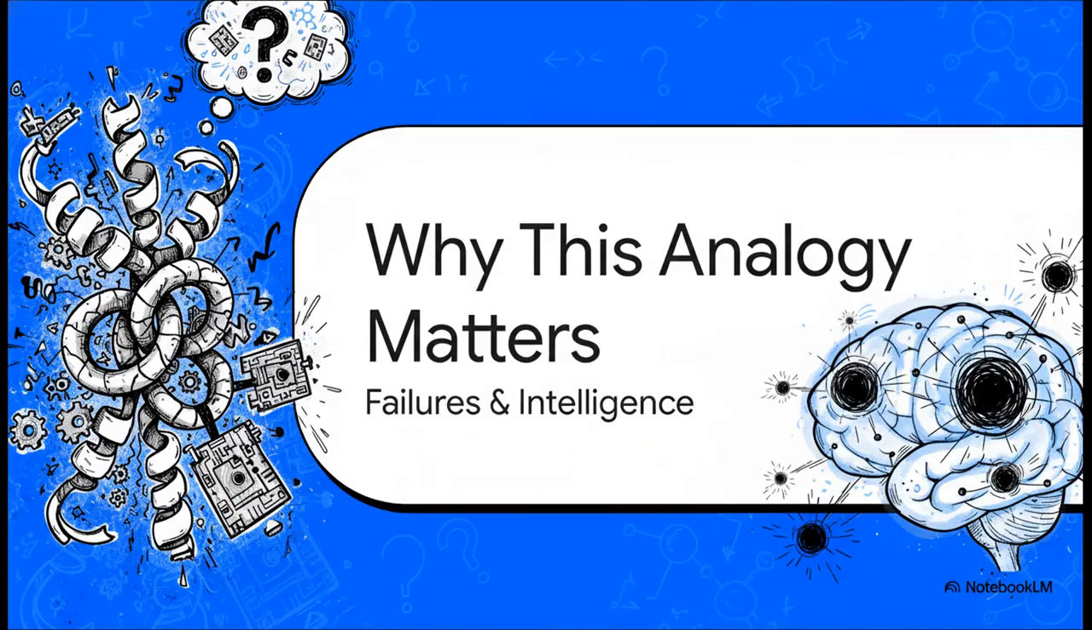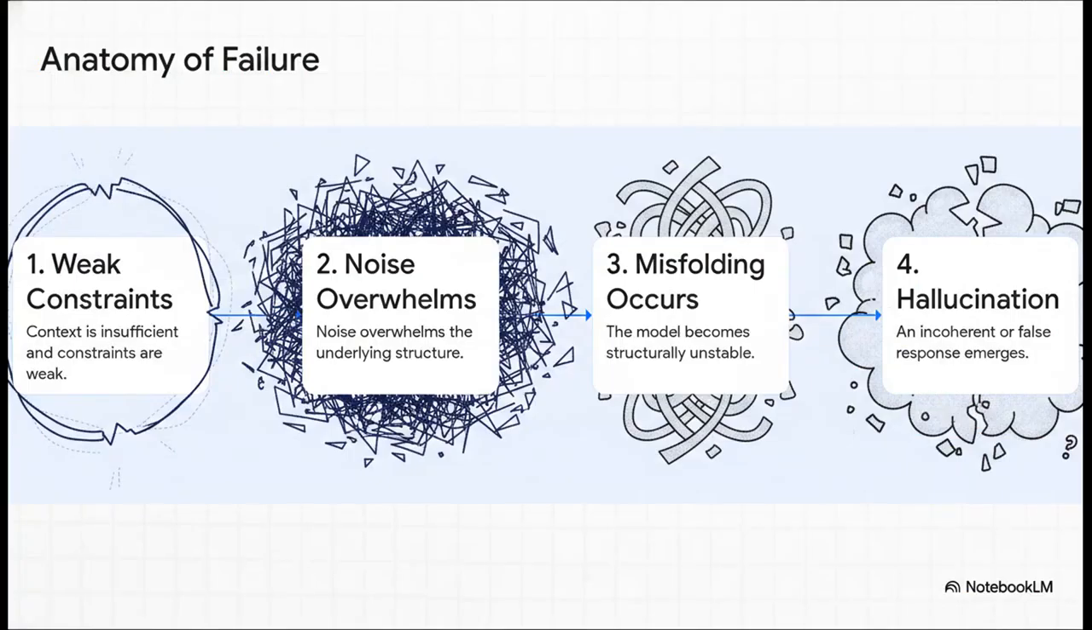Okay, so why does any of this matter? It's a cool analogy, but what's the point? Well, it gives us a completely new and powerful way to understand not just how LLMs work, but maybe more importantly, why they fail. Using this model, you can see that a hallucination isn't the model lying or making stuff up. It's a structural failure. It is a semantic misfolding. When your prompt is too vague or the constraints are too weak, the folding process just fails. And what you get is a misshapen, non-functional, incoherent output.